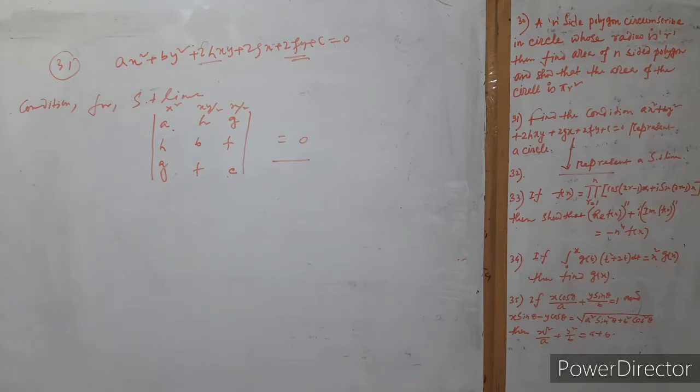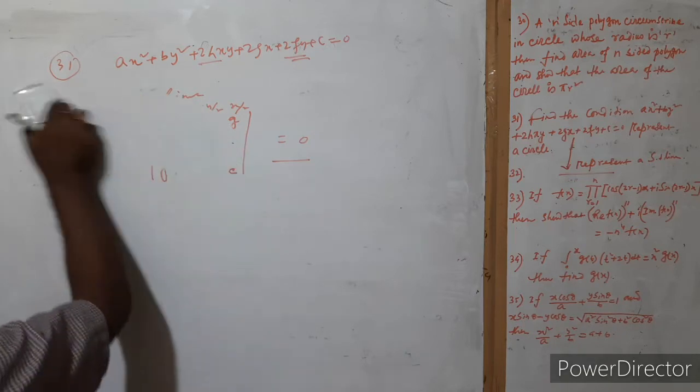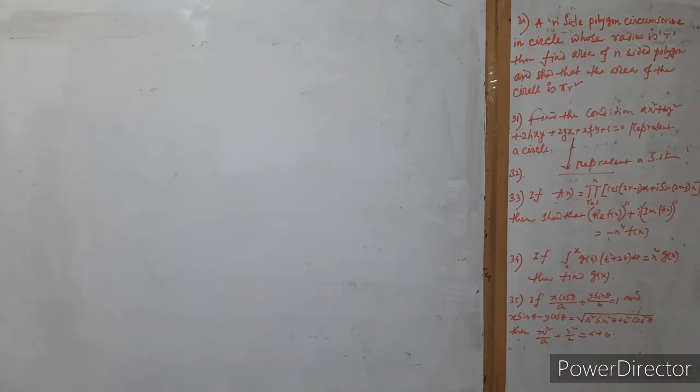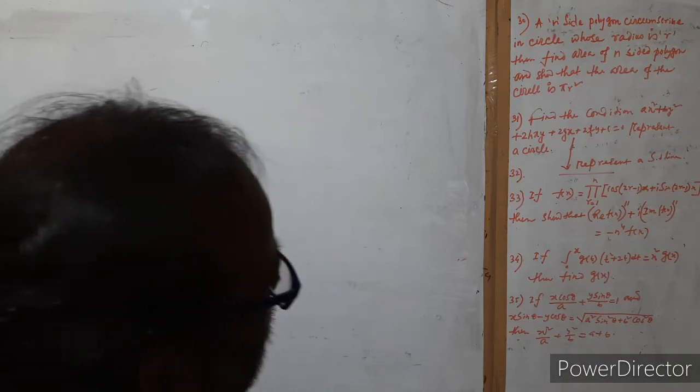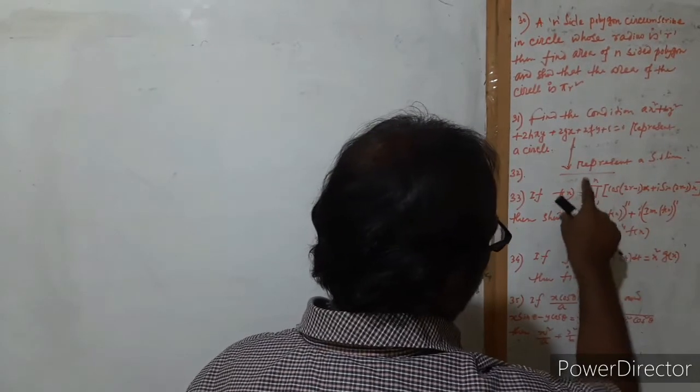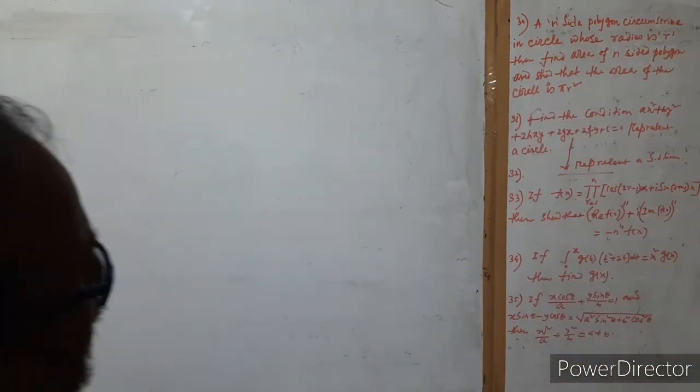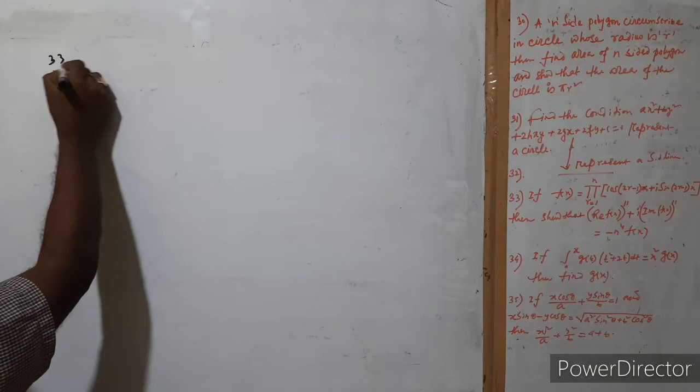Okay, see carefully. Now the next question we have to solve carefully. See the solution here. Very interesting question. This is 31 and 32. Now we have to do 33. And see here, students, this symbol is called the product symbol. You know, the summation symbol, but this is called the product symbol.